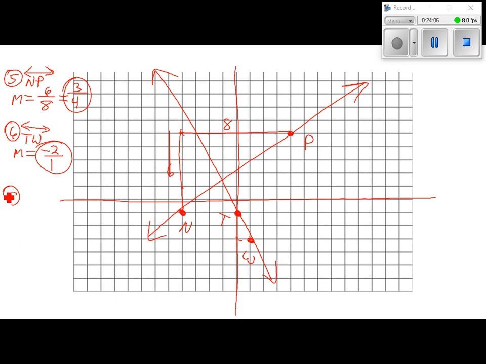Number 7 says, find the slope of a line parallel to TW. Well, remember in our notes, if lines are parallel, then that means the slopes are equal. So we want to find the slope of some line that's parallel to TW. So some line, I don't know, it might look something about like that. It's parallel to this line. Well, the slopes are going to be the same. So all we got to do is look here at what the slope was of TW. It's just -2 over 1. That's our answer.